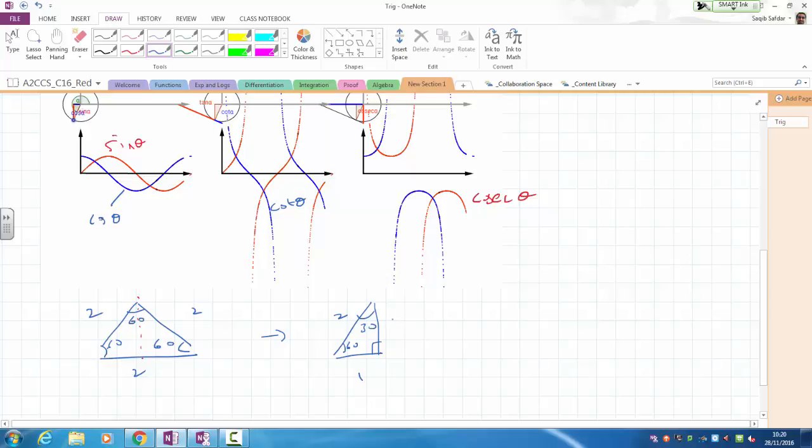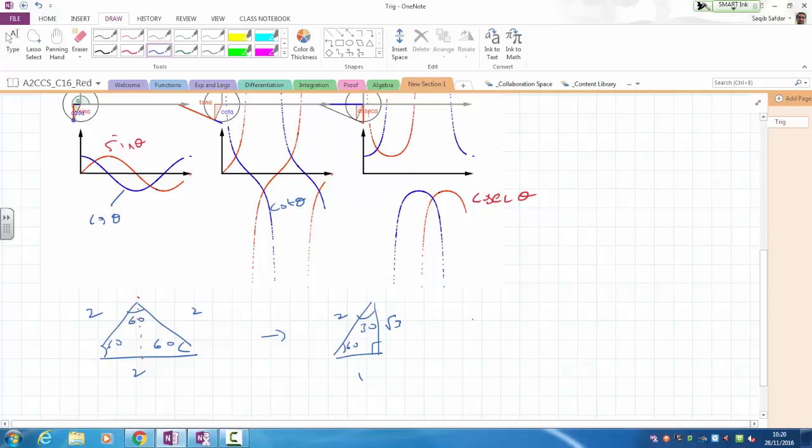What's the length of the missing side? Square root of 2 squared minus 1 squared, which is... sorry, 3. Square root of 3. And that gives us the values for 30 and 60.